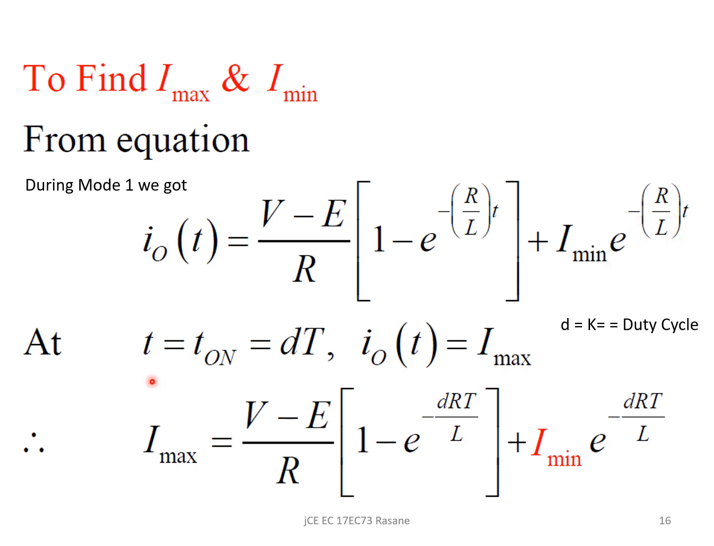Here T is nothing but the on period, that is T on, and T on can be represented as small d into T, where D is called the duty cycle. Sometimes Rashid has referred to it as K, so you can write it as KT, or this is nothing but DT. That is, DT is nothing but T on, because T becomes T on plus T off. Duty cycle is T on upon T on plus T off, so you will be remaining with only the T on.